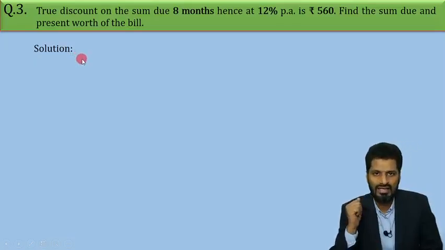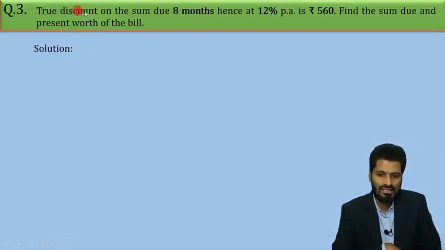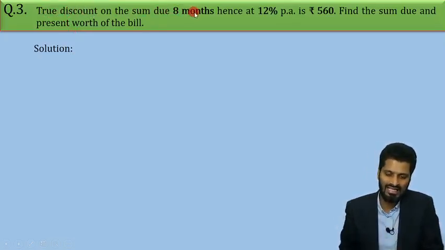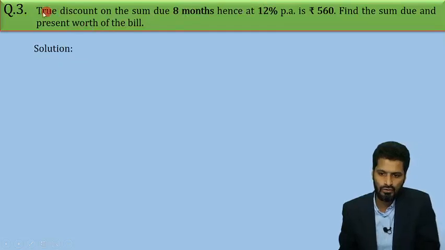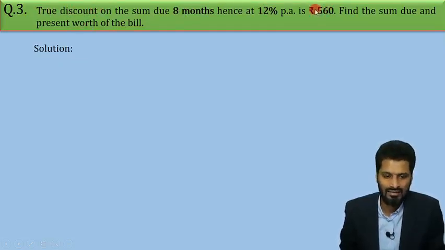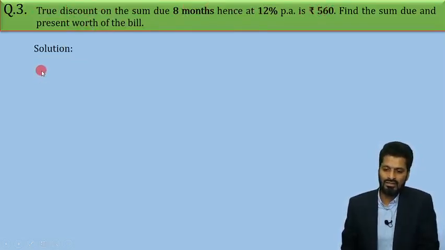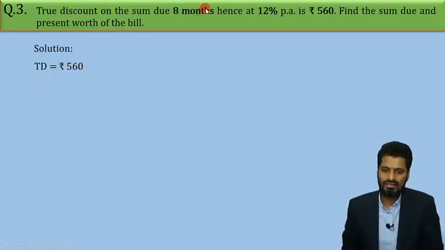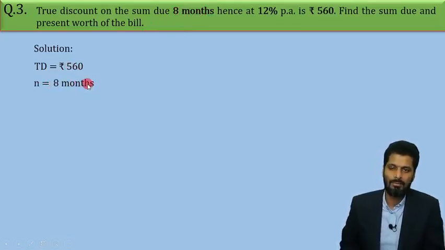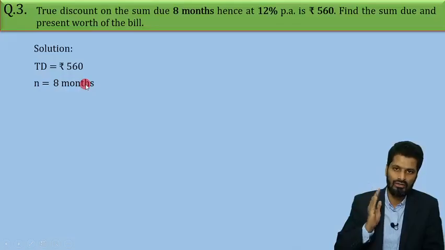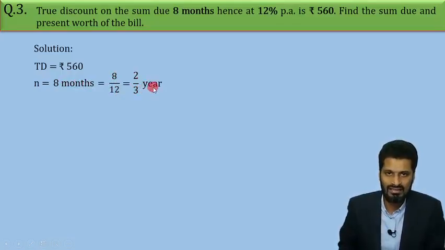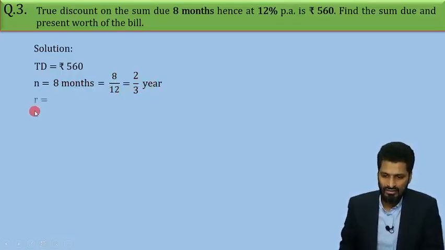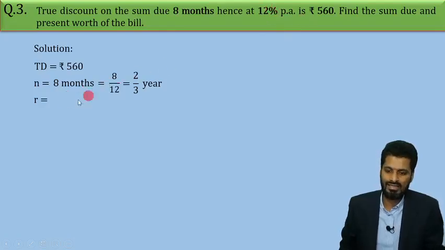Now, if you observe the question carefully, we are given the true discount, correct? So TD is given as rupees 560, and we are also given the duration of the bill as 8 months, that is, N is given as 8 months. But these months must be converted into years, so 8 months will be 8 upon 12, that is 2 by 3 years, correct? And we are also given the rate of interest R as 12%.